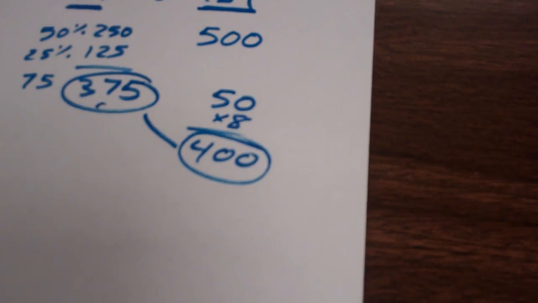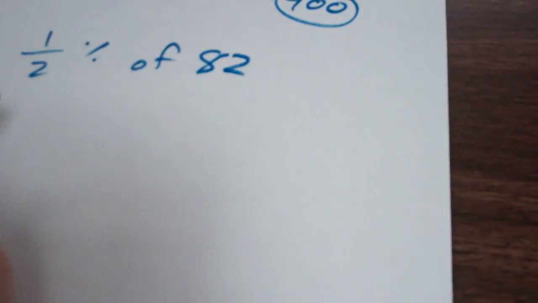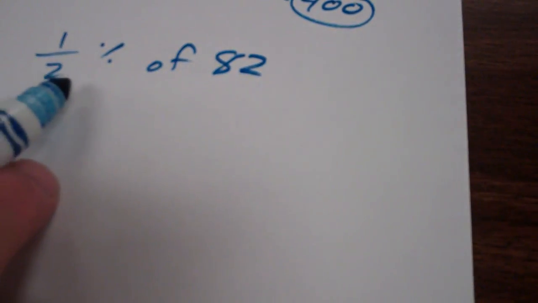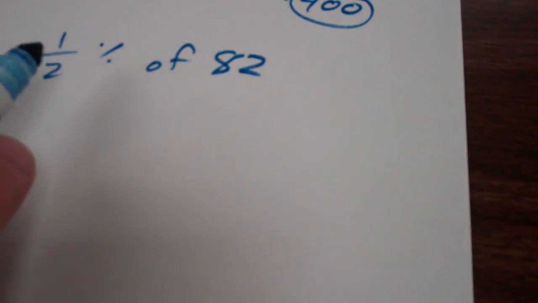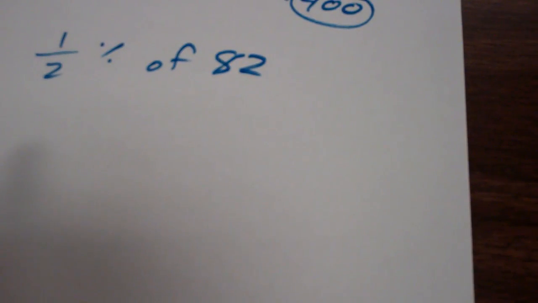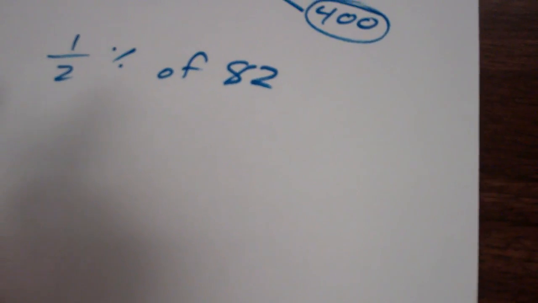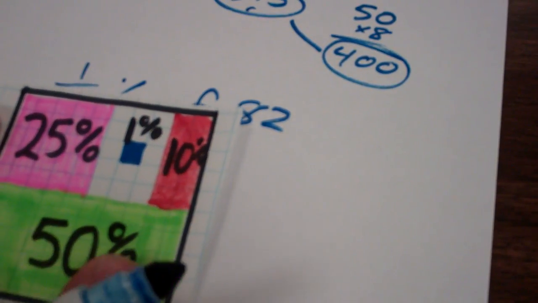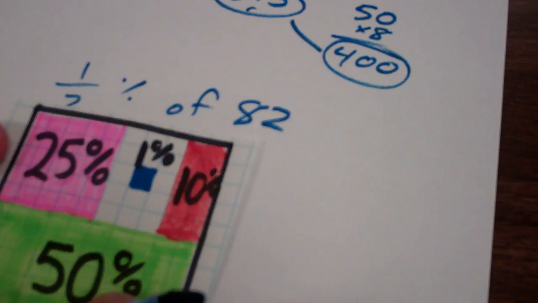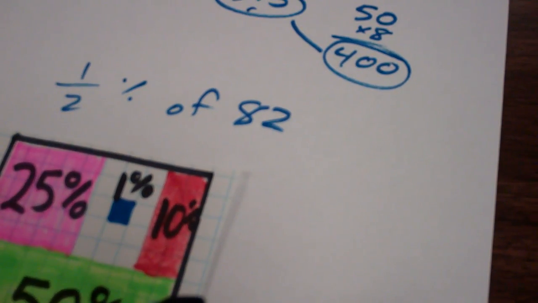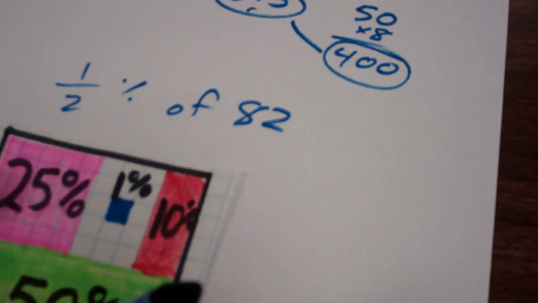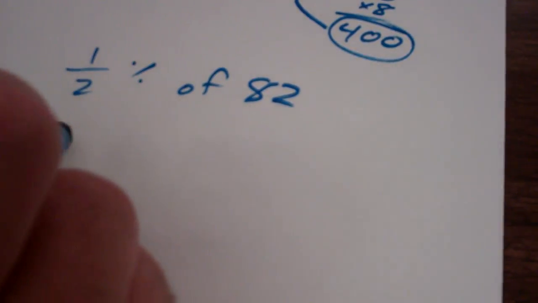All right, I'm going to skip to number 4, and we're going to do that one. That is 0.5% of 82. And people struggle at these because they don't really understand what a 0.5% is. Remember, if I go back to my picture, 1% is that little blue square, 1/100th. So really what I'm saying when I say 0.5% is I only have half of one blue square. So I could do that quickly by finding half.